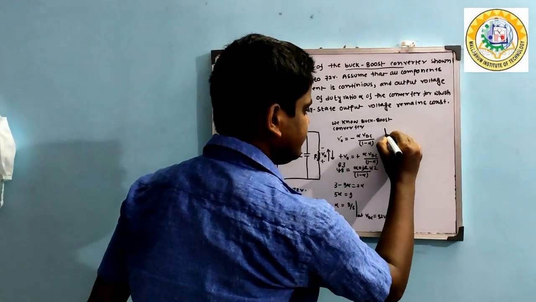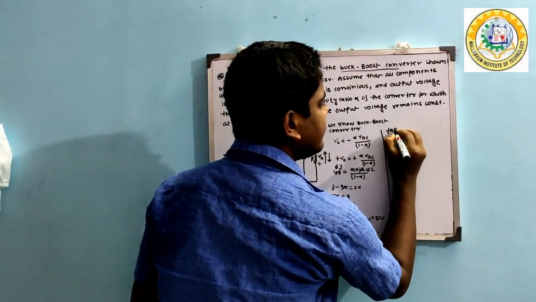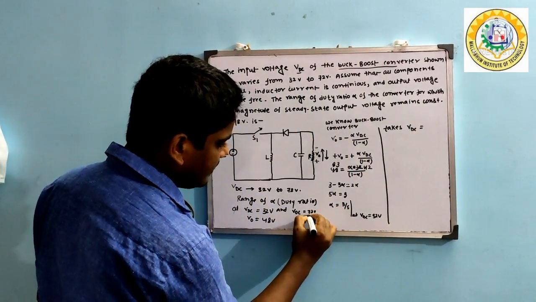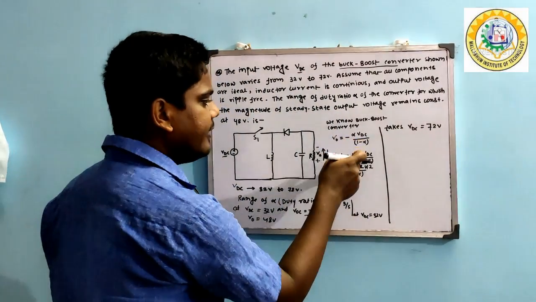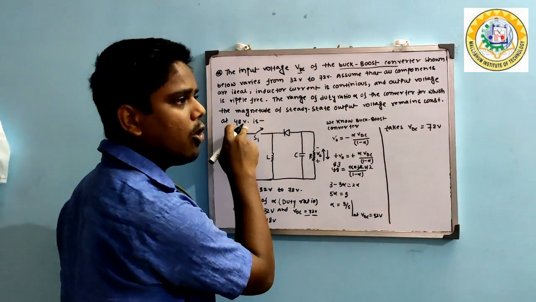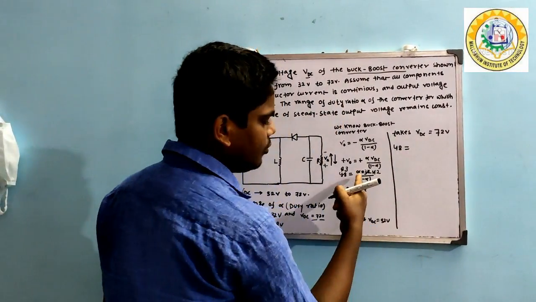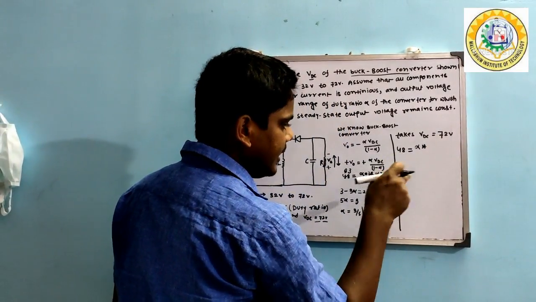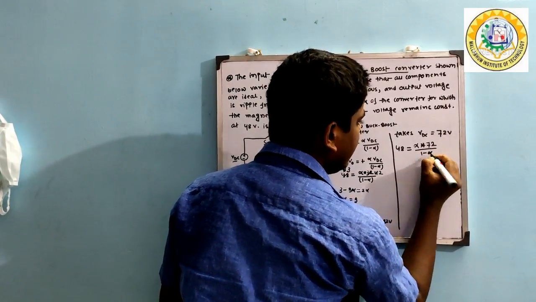Now again we take VDC equal to 72 volt. So put VDC equal to 72 in this equation. V0 is constant all the time, that is 48 volt. So 48 equals alpha into 72 divided by 1 minus alpha.